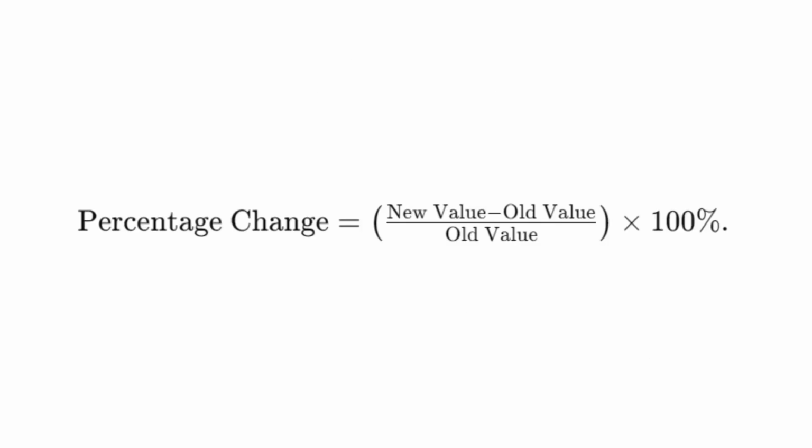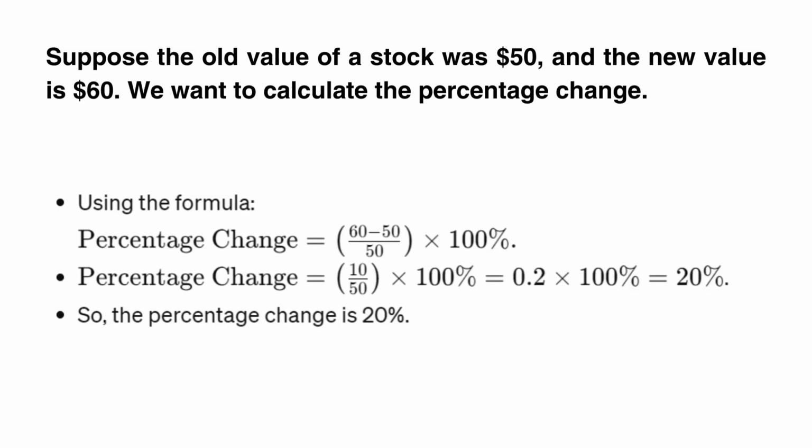The formula for calculating percentage change is: percentage change equals new value minus old value, over the old value, multiplied by 100%. Let's break it down. Suppose the old value of a stock was $50, and the new value is $60. We want to calculate the percentage change.